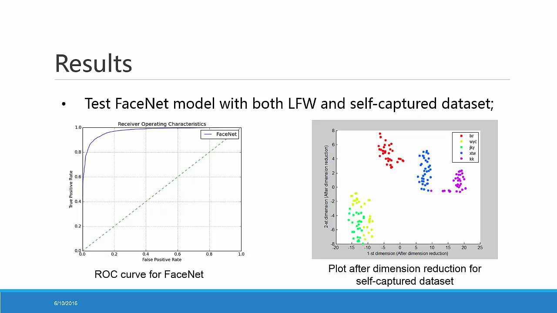Next is our results. We test the FaceNet model on both LFW and self-capture datasets. The accuracies are all above 90%. We also reduce the dimension of the embedded vector from 128 to 2 and plot the result here. It shows that the faces of different people are clearly separated.